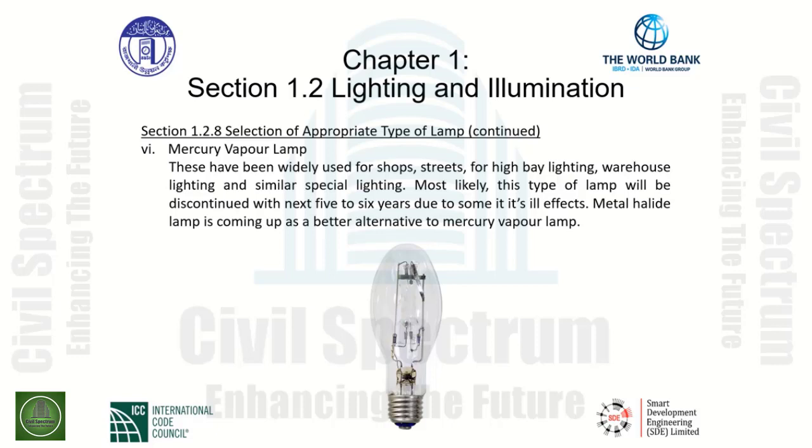Item 6 in section 1.2.8, the mercury vapor lamp. This type of lamp is similar to a fluorescent lamp in that an electric arc is passed through vaporized mercury to produce light. The bulbs can be clear or coated with a phosphor. These have been widely used for shops, streets, for high bay lighting, warehouse lighting, and similar special lighting.